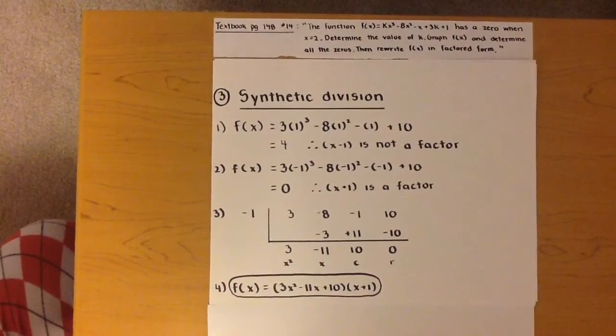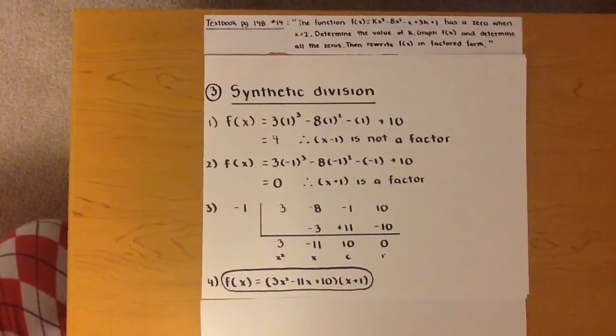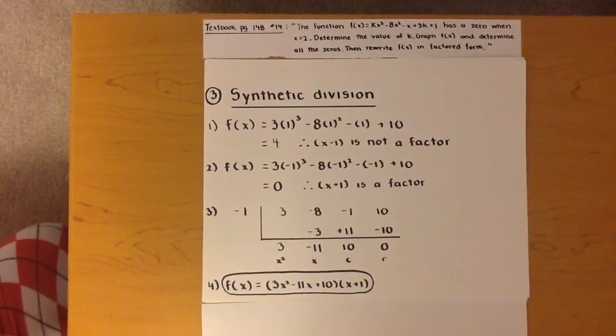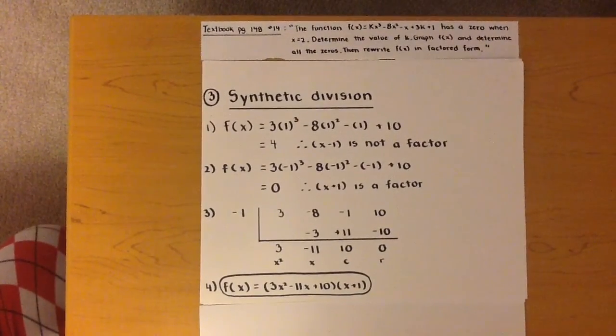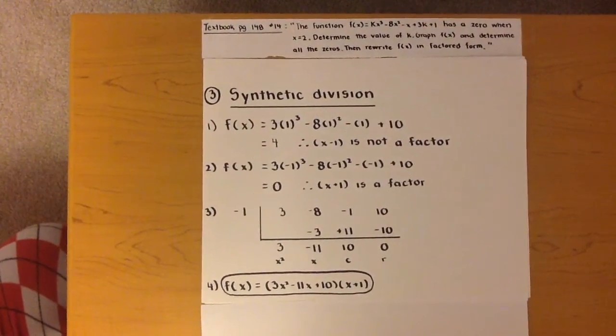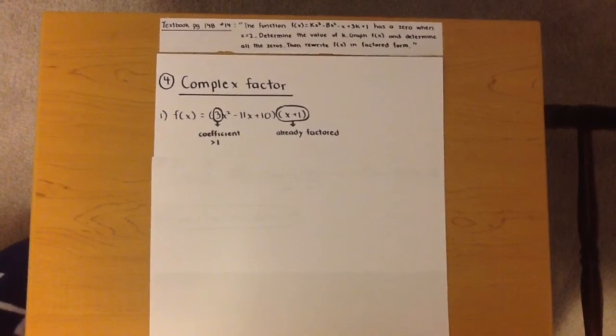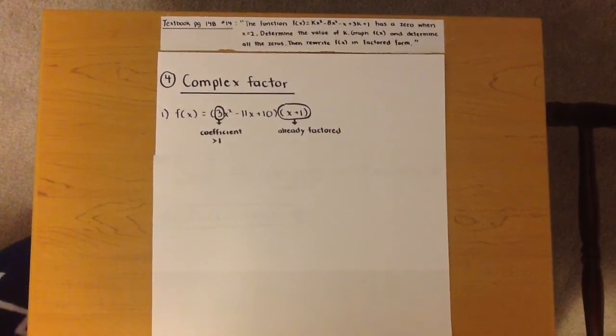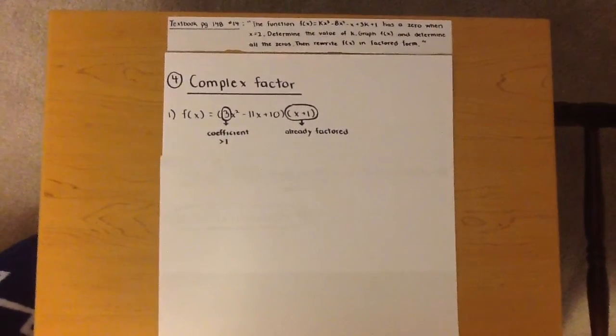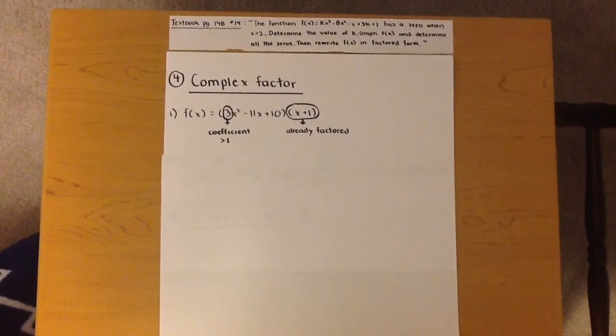After synthetic division, the equation now stands as follows. f of x is equal to (x plus 1)(3x squared minus 11x plus 10). To make the graphing easier on ourselves, we can put the equation into factored form now rather than later. Factoring is a method learned in grade 11 functions.